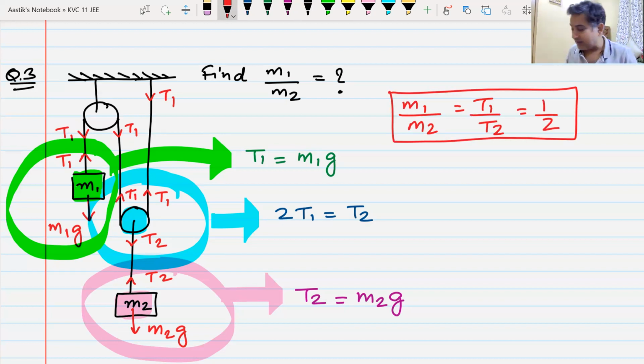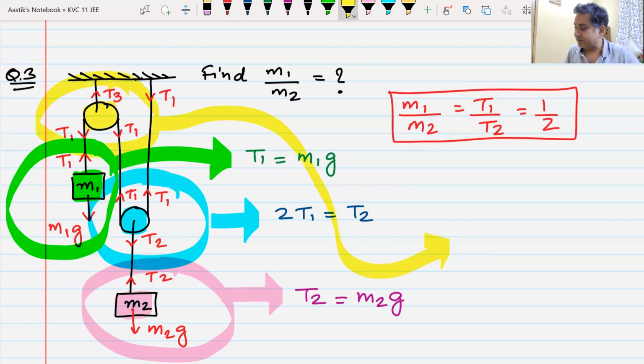Similarly, if someone asks you, what is the value of T3? Look at the yellow pulley. Look at the yellow equation. Can you tell me what is the value of T3?